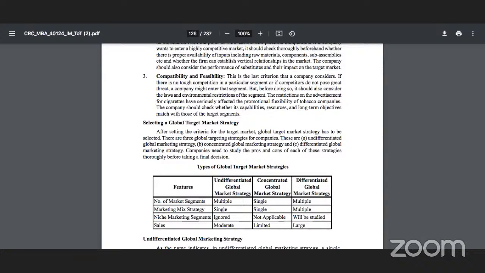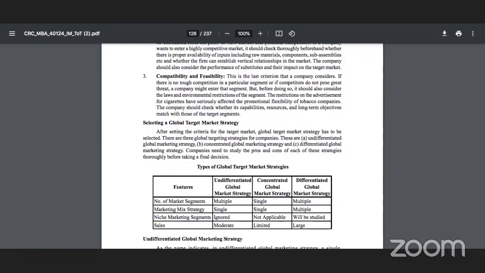That will also give them an indication of whether that market is good for them or not. In terms of evaluation, it also needs to consider its own capabilities, resources, and long term objectives with that of the target segment. For example, if a company is manufacturing tobacco products, the companies may decide to enter certain markets because those markets are allowing cigarettes to be sold.